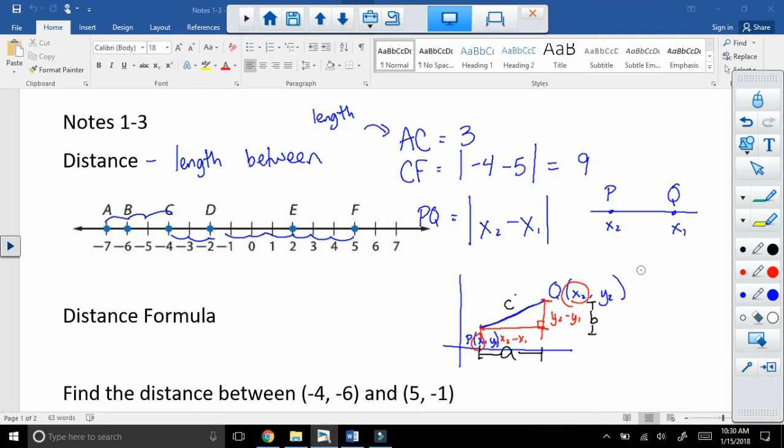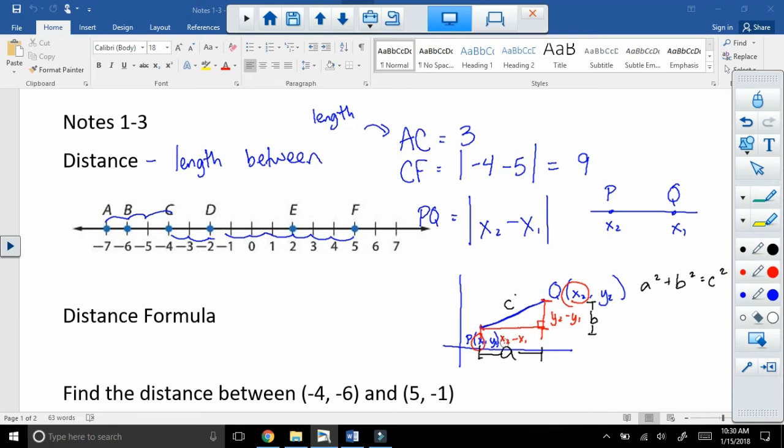So let's call that C. A squared plus B squared equals C squared. I'm going through all of this just kind of in a long roundabout way of saying the distance formula comes directly from the Pythagorean theorem.